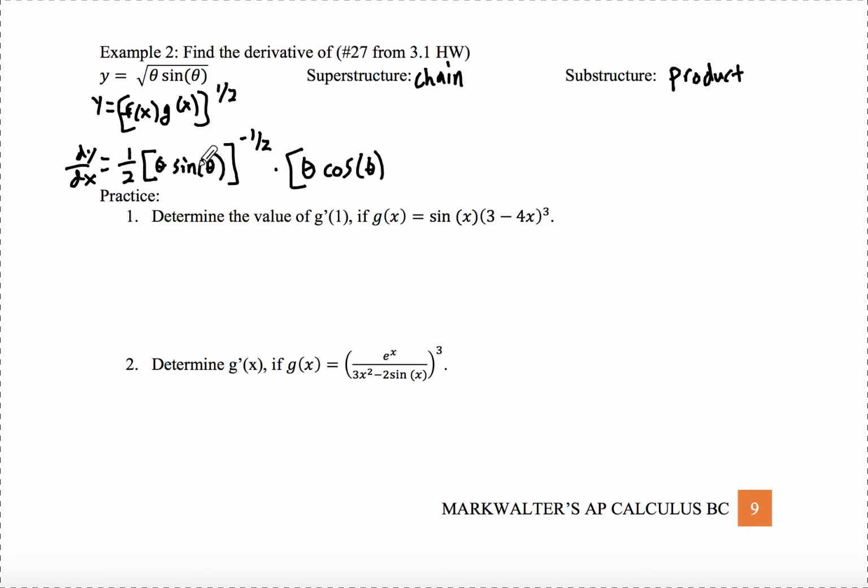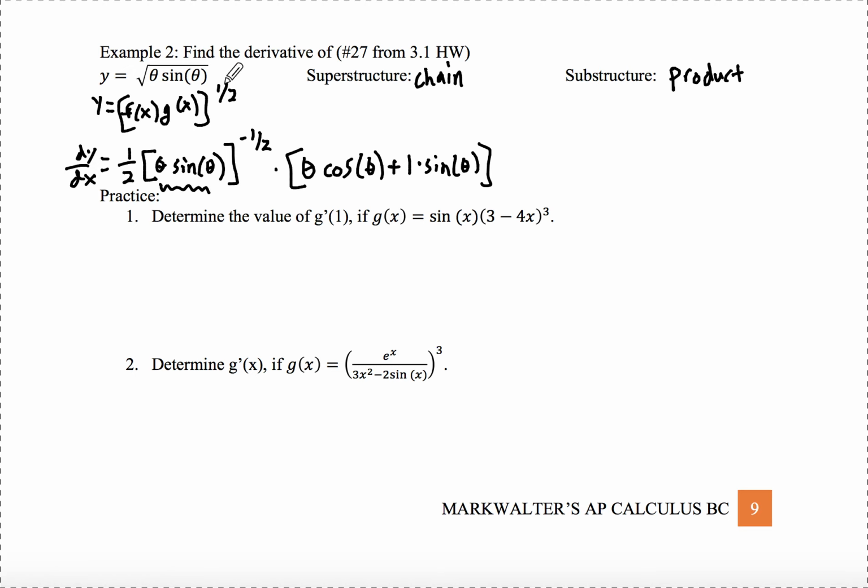Keep the first, derivative of the second, derivative of sine is cosine, plus derivative of the first, derivative of theta, is 1, times keep the second. And again, this is a product rule. It's the product rule of the inside part here.